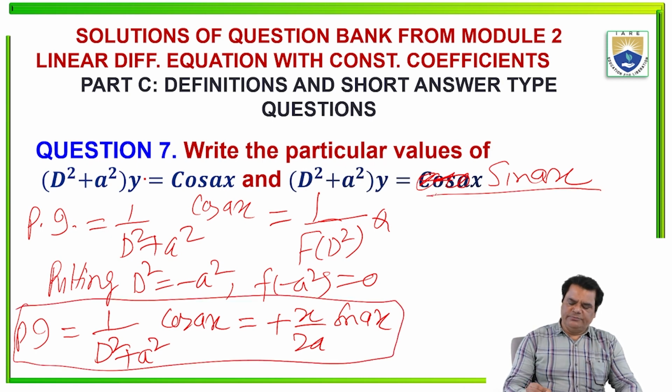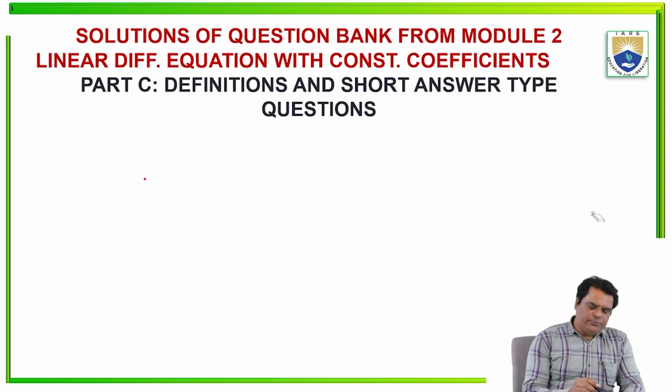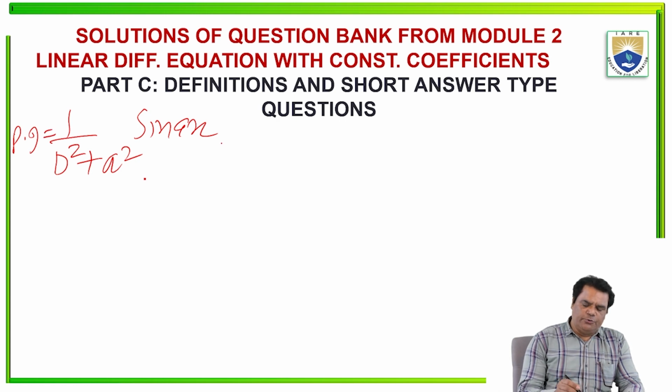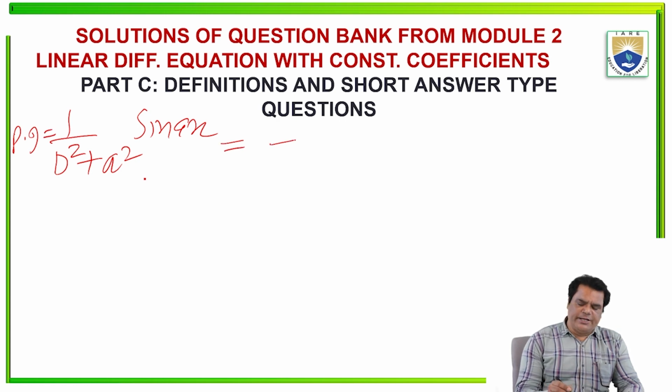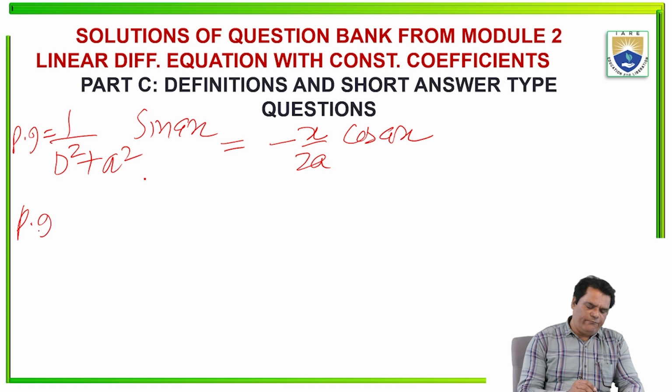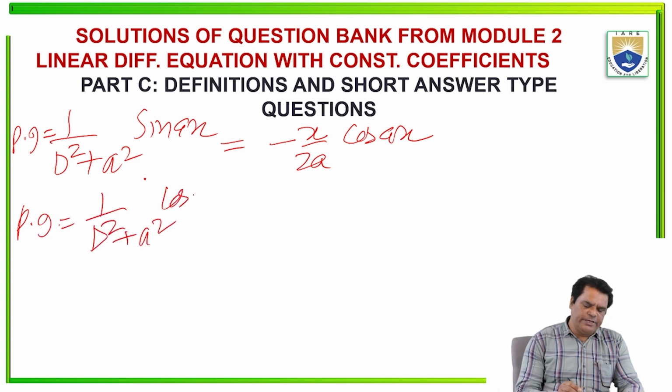And here is the next formula: the particular integral of 1 upon D square plus a square and sin ax equals negative x upon 2a into cos ax. And this is the formula for the particular integral of 1 upon D square plus a square and cos ax.